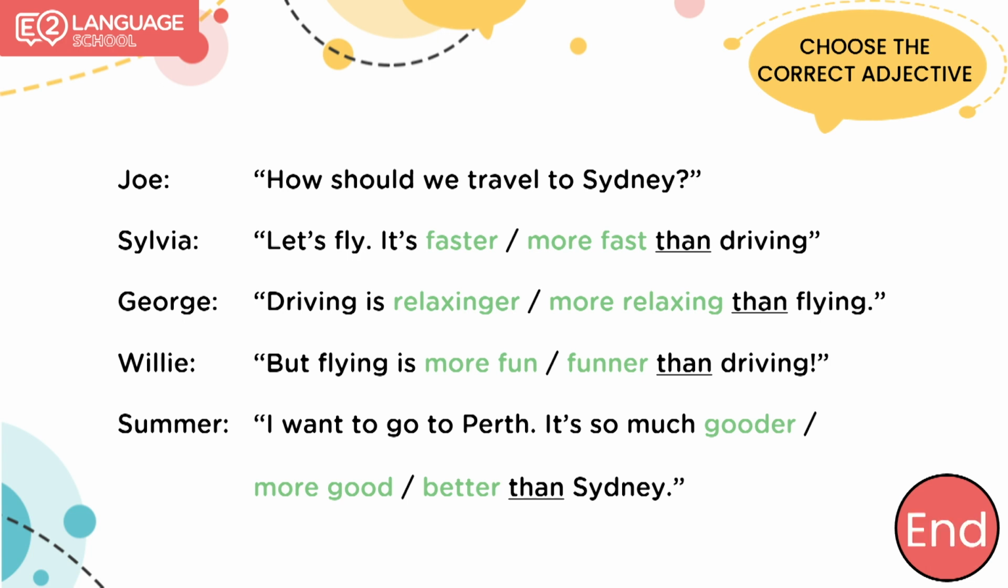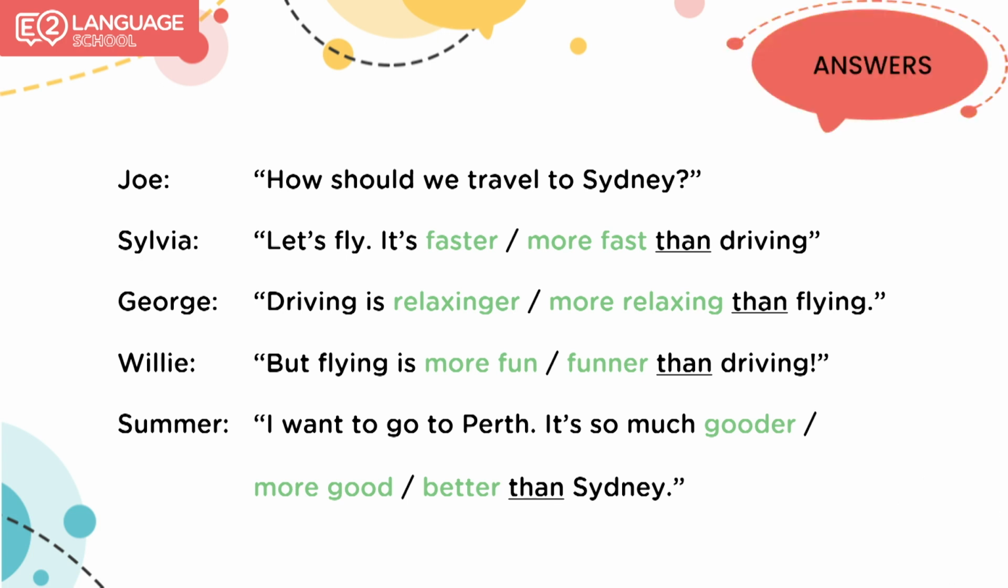How did you find that activity? Let's have a look at the answers together. So, first of all, Joe says, "How should we travel to Sydney?" Sylvia responds by saying, "Let's fly. It's faster than driving." Now, remember, fast is a short adjective, one syllable, fast. So we add ER on the end, faster.